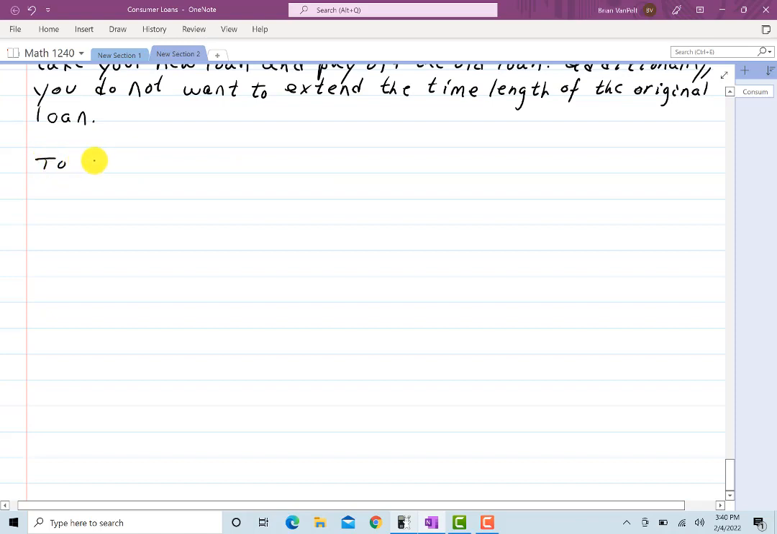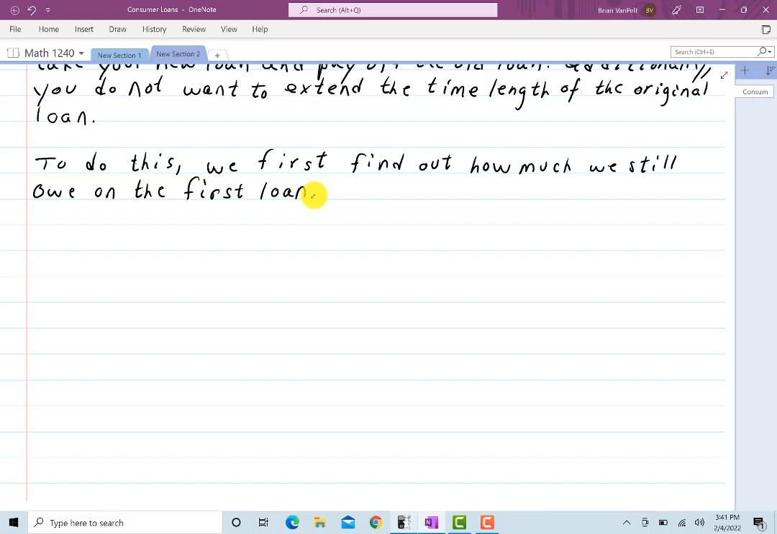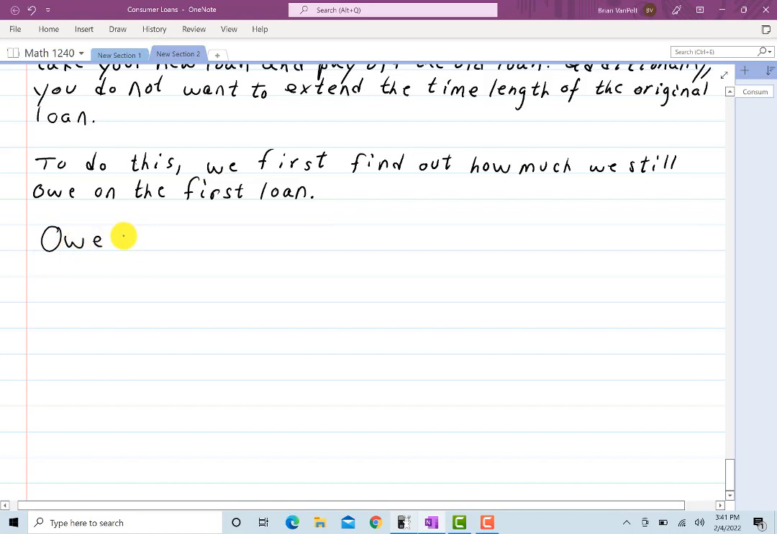So to do this, we first find out how much we still owe on the first loan. So we have a formula for that. Let me write it down. It's not pleasant either. None of these formulas are, but this is the way it looks. So the amount, I'll call it owe. This is how much you owe.